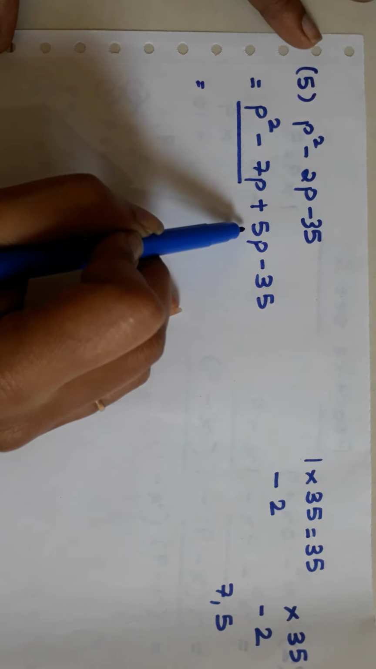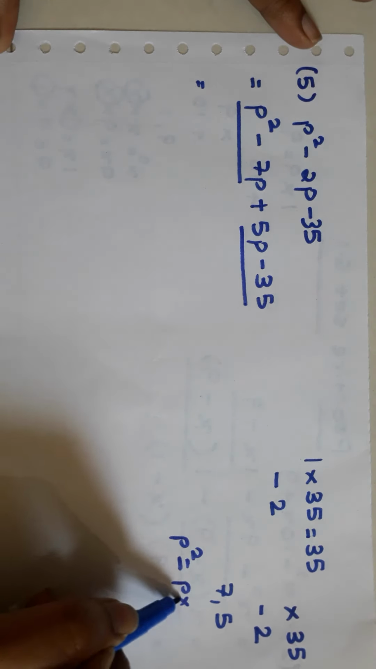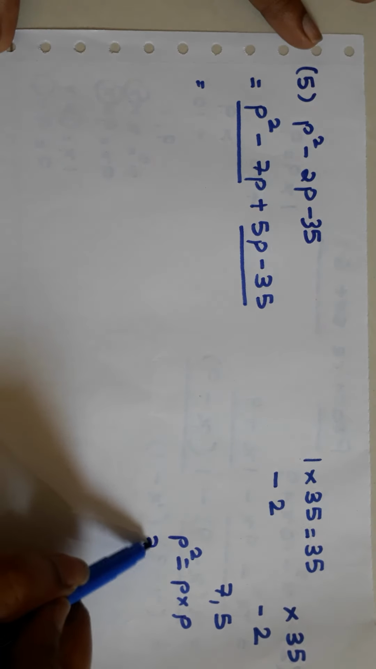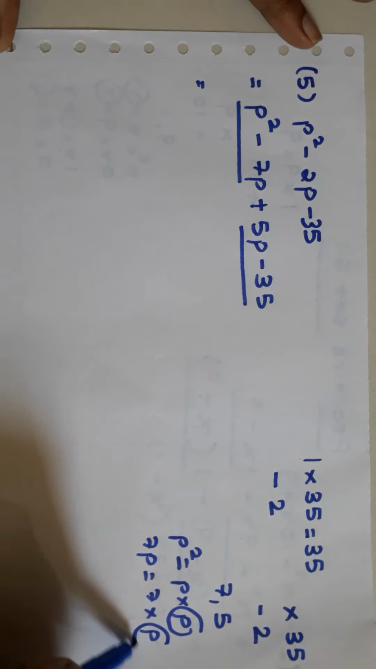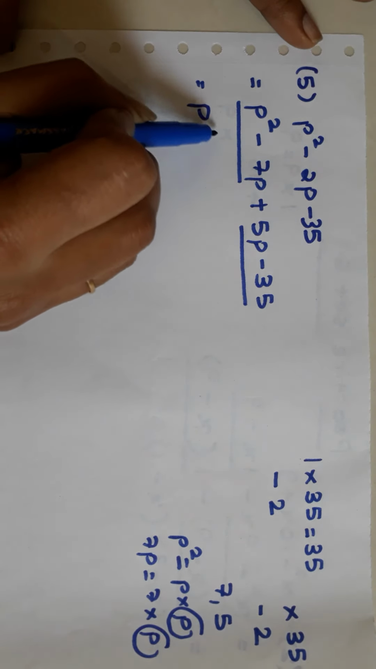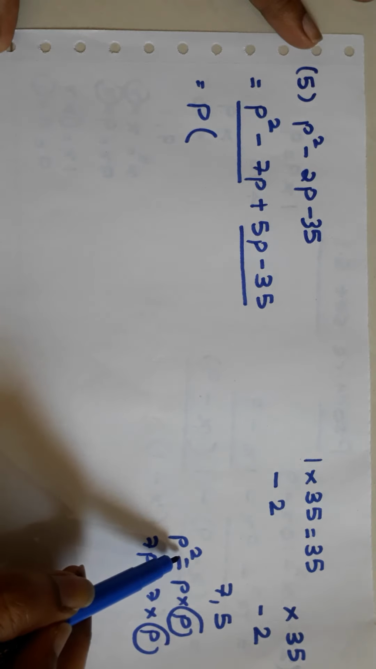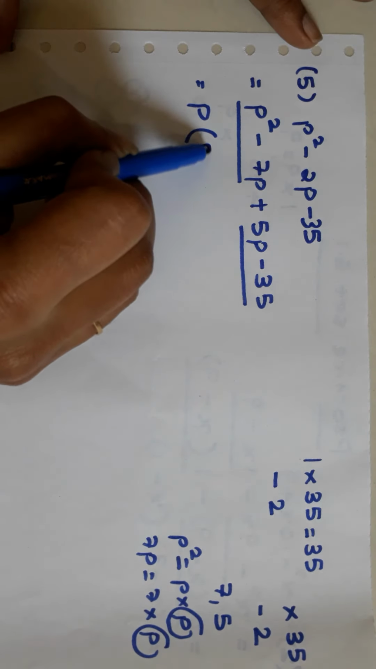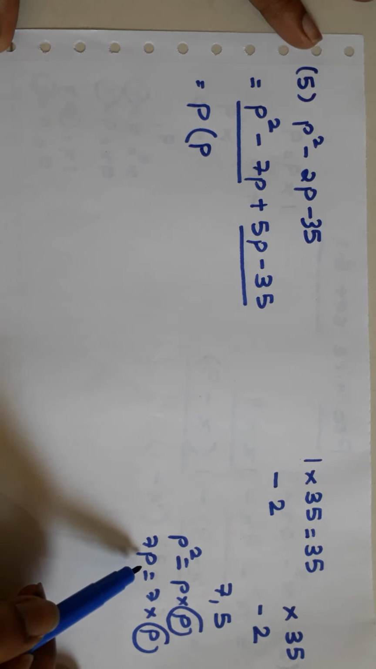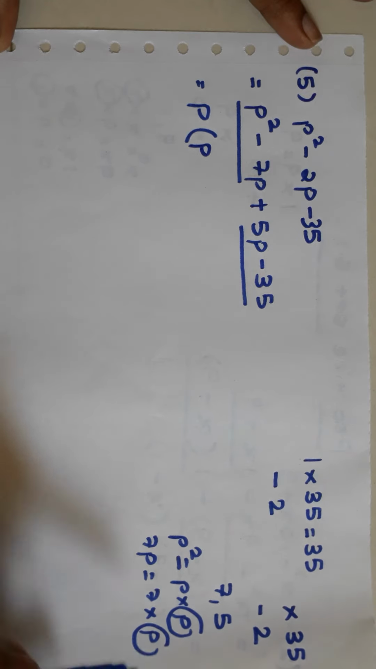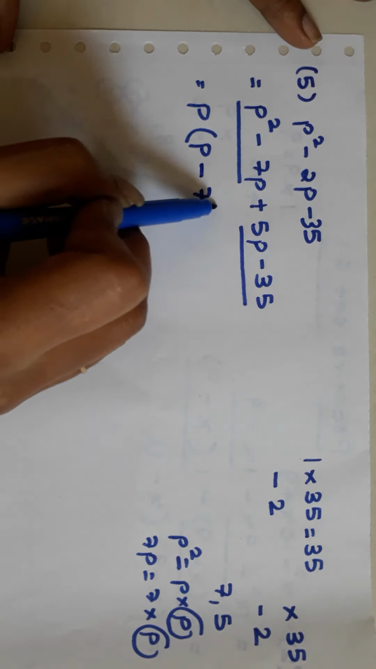Pair up the first two terms and the last two terms. p square is p into p, and 7p is 7 into p. p is common in both the terms. Take p outside. Put a bracket. When you take p outside from the term p square, only p is left. And when you take p common from the second term, that is 7p, 7 is left. Put this minus here and then 7.